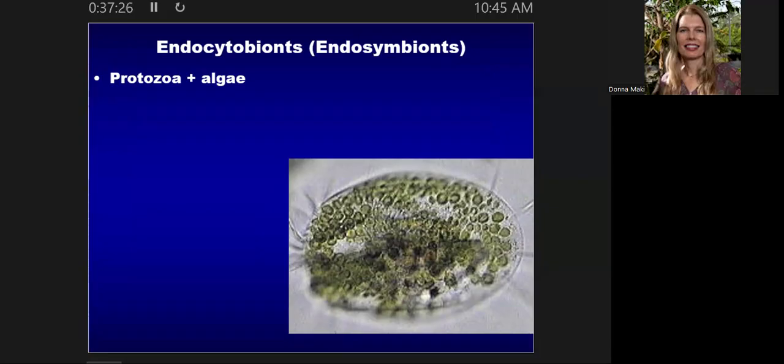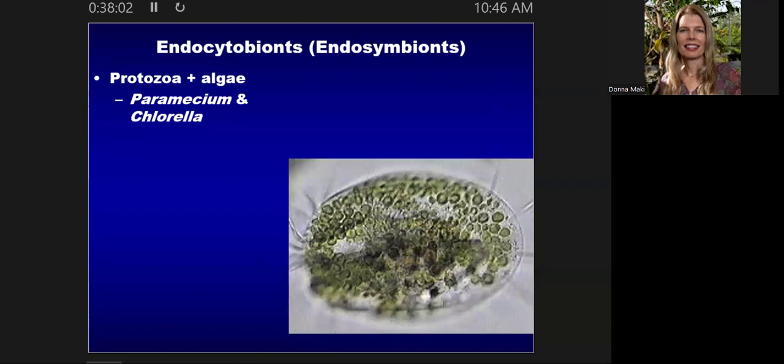So the lichens are called ectosymbionts because they're not growing within each other in any way. Here's an example of an endo instead of ecto. So this is a protozoa with algae inside. The actual cell that you're looking at here is Paramecium, which is a eukaryotic cell. It's a protozoa. And then Chlorella is the algae. And you can see that it's chock full of Chlorella.